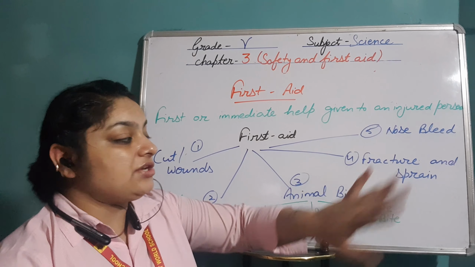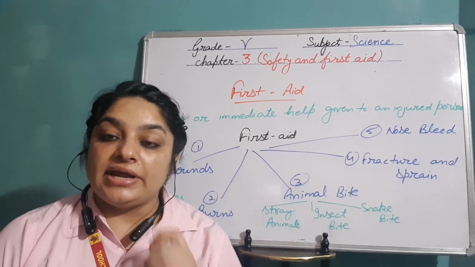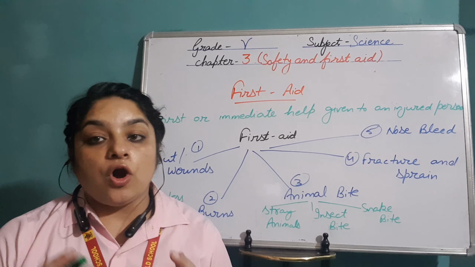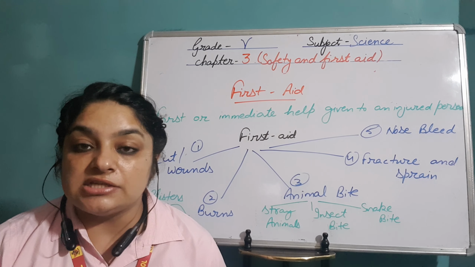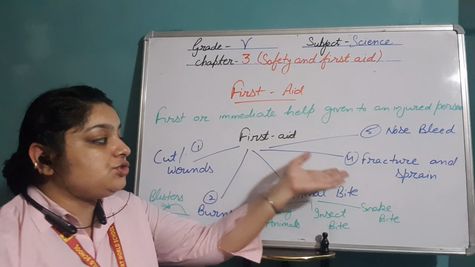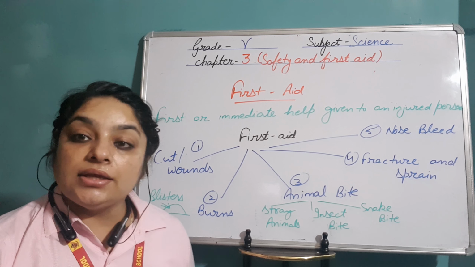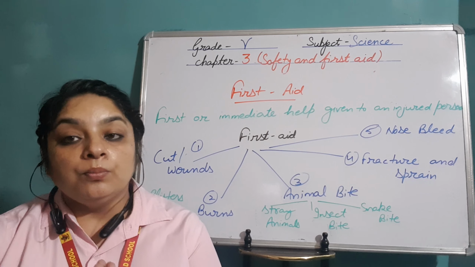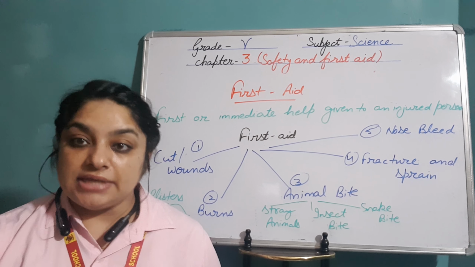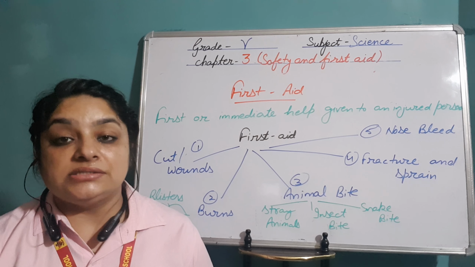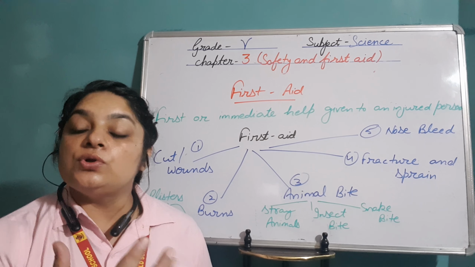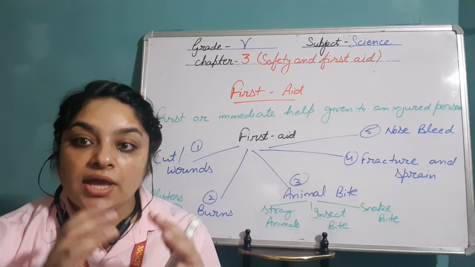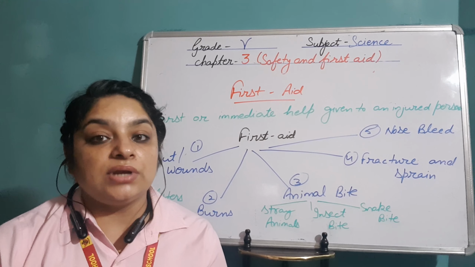Next one is fracture. What do you mean by fracture? Fracture is when there is a crack or break in the bone. So what type of first aid should be given in case of fracture? First of all, do not move the fractured part. Second thing, after that, what else can we do? We can give support to the fractured part with the help of a triangular cloth, known as a sling.